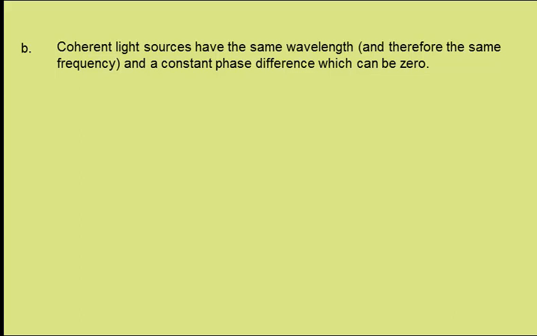In B, we need to explain what is meant by coherent light sources. Well, coherent light sources have the same wavelength, and therefore the same frequency, and a constant phase difference, which can be 0.